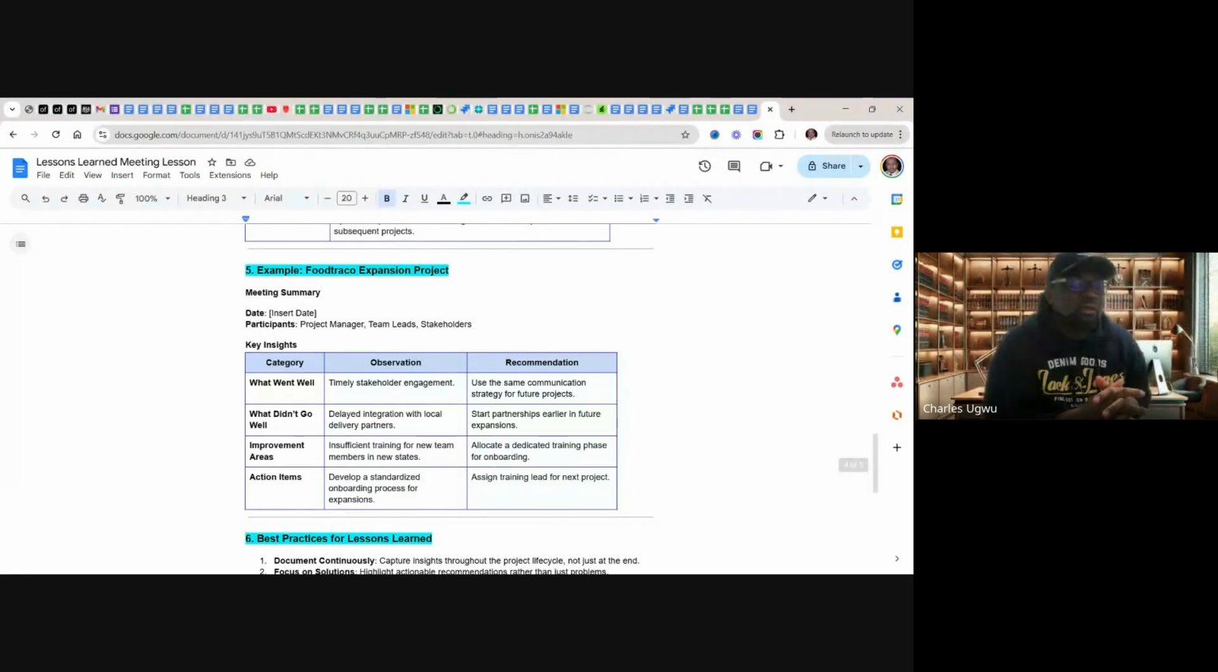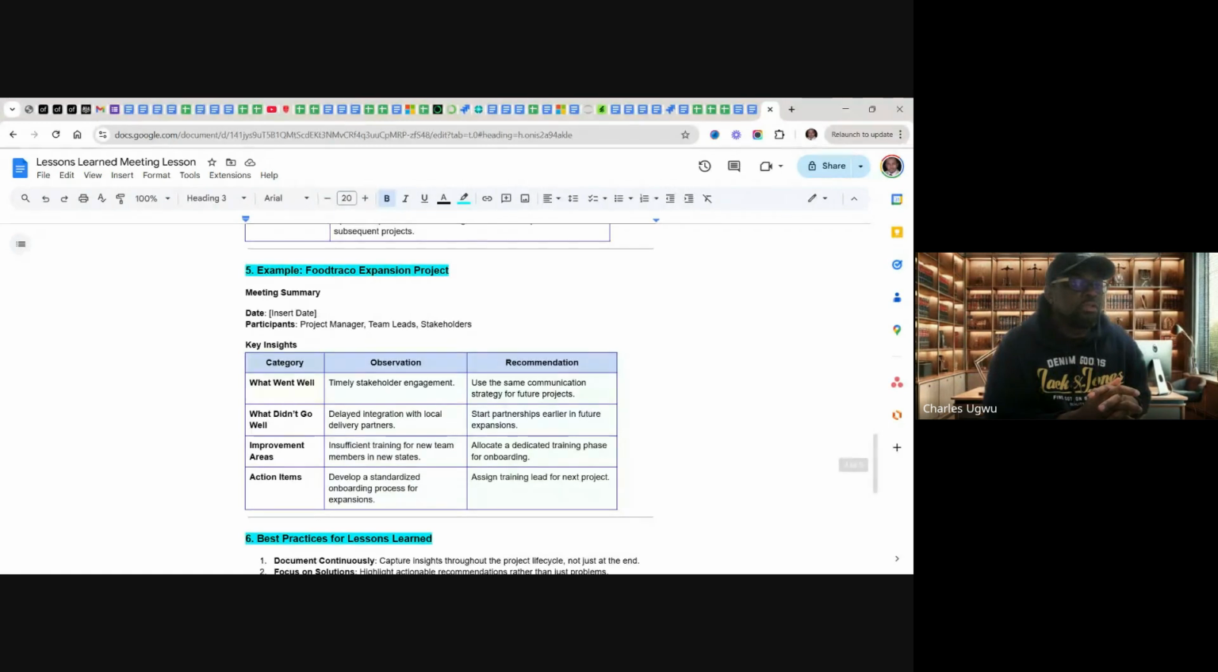And then recommendation: assign a training lead for the next project. So this is it. It is made very simple, but it can be very detailed because this might not be the only thing. You can have so many items, you can have so many things that didn't go well. You can capture a lot of all the things that went well. You need to capture all of them.